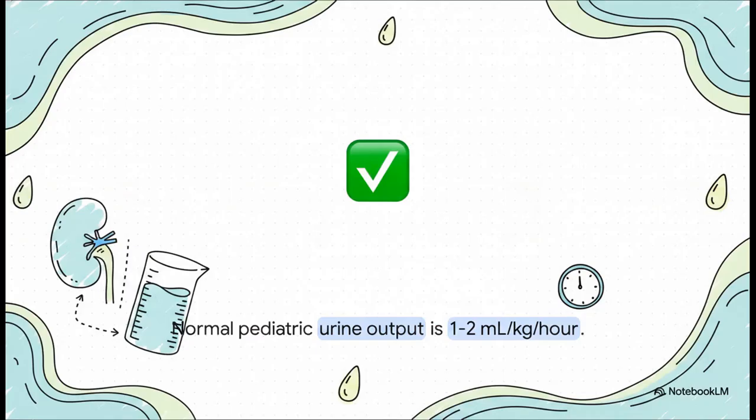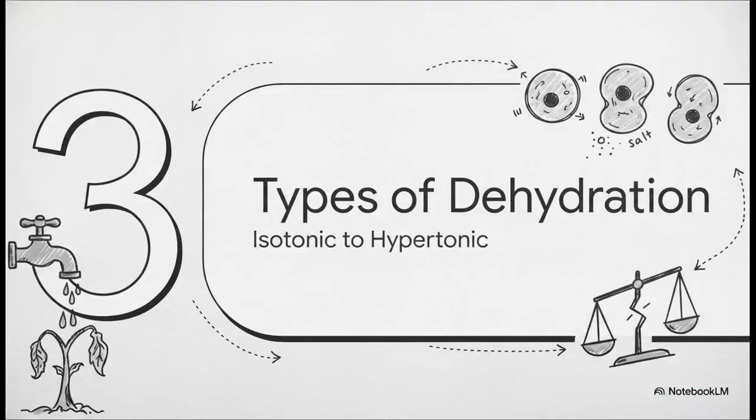Now, to know if our maintenance fluids are actually working, we've got to monitor output. Our gold standard pediatric benchmark is 1 to 2 mL per kilogram per hour. Seriously, commit this to memory. Anytime you're evaluating if a pediatric patient is adequately hydrated, this is the exact clinical metric you use to judge their kidney perfusion and fluid status. Now that we know how to maintain the balance, let's look at what happens when that balance completely breaks down.